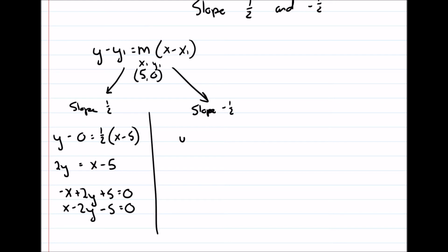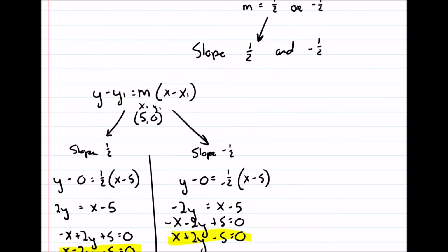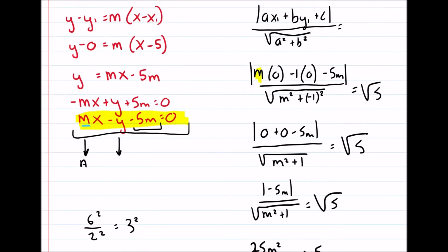The next one, y minus 0 equals minus a half times x minus 5, and the minus a half, we'll say the 2 is the minus one, so we get minus 2y equals x minus 5, minus x then minus 2y plus 5 equals 0, x plus 2y minus 5 equals 0. So there is our two equations of these two tangents. Okay?